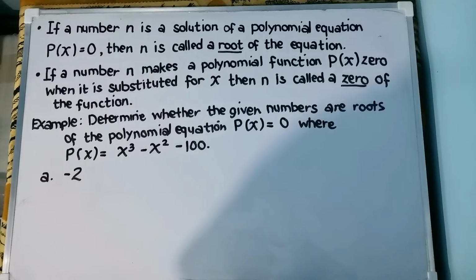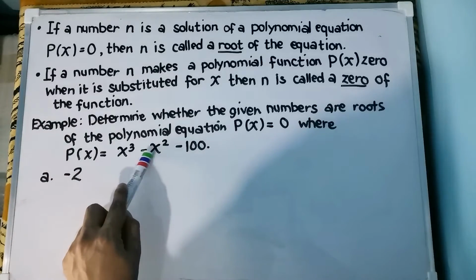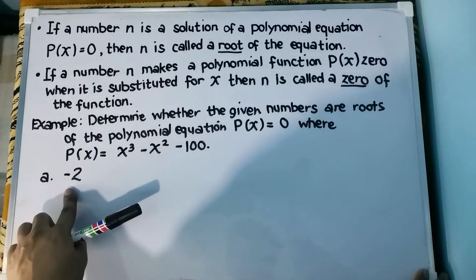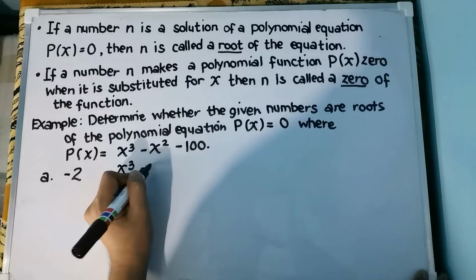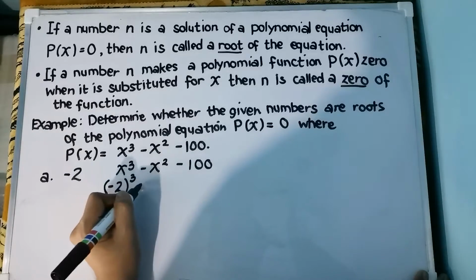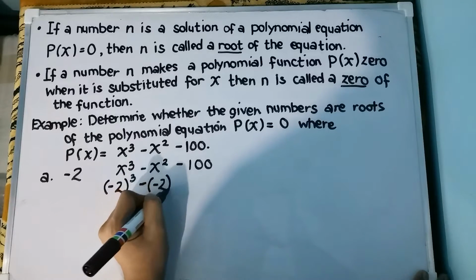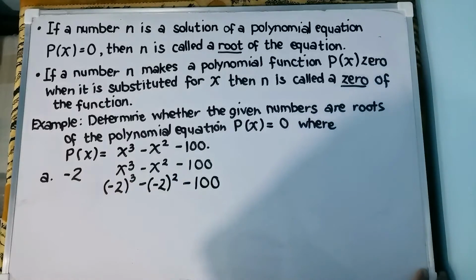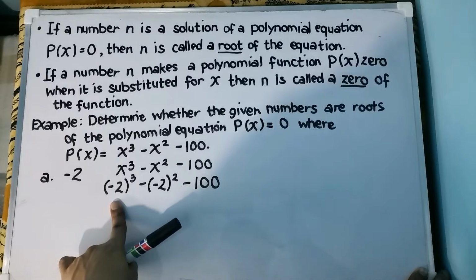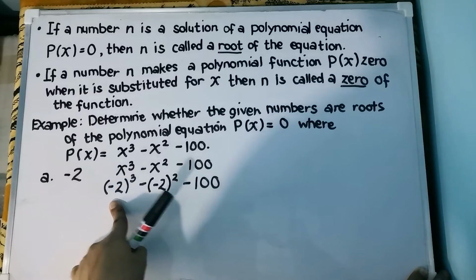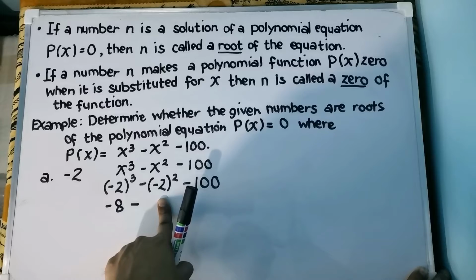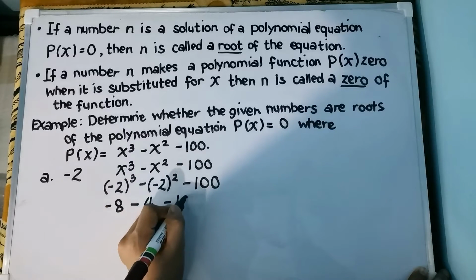So let me say we have here a equals negative 2. So alamin natin kung itong negative 2 ba ay root nitong x cubed minus x squared minus 100. So what we are going to do is we just substitute the value of x as negative 2. So we have here x cubed minus x squared minus 100, then negative 2 cubed minus negative 2 squared minus 100. Then, negative 2 cubed, so we need to multiply negative 2 by itself 3 times. So negative 2 times negative 2 is positive 4. Times negative 2, we have negative 8. Minus, then negative 2 squared. So negative 2 times negative 2 is positive 4. Minus 100.